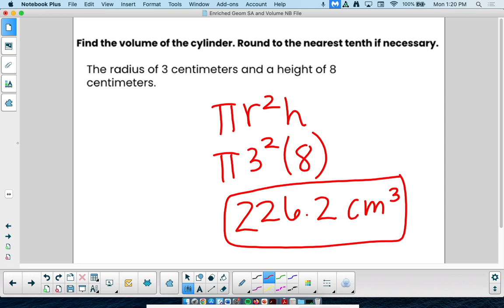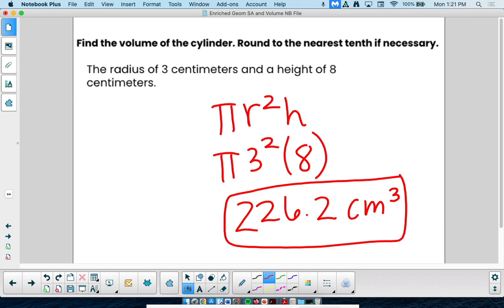You guys know what it's called when it's straight up and down? What is this called? Regular. It's called a right prism. It's standing straight up. What about when it's slanted? You guys know what this one's called? Slanted to the right. Oblique.